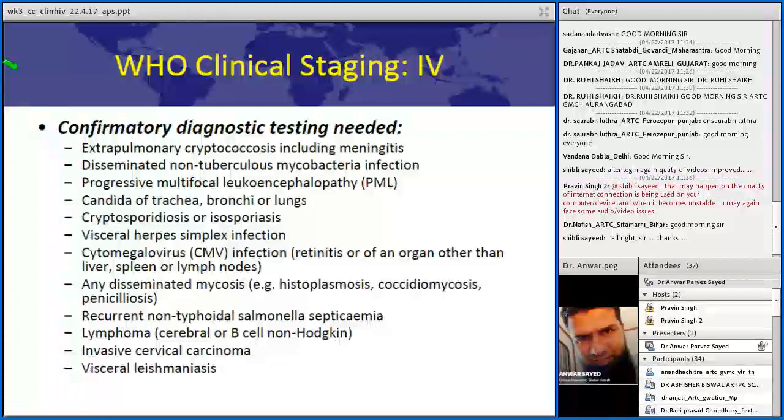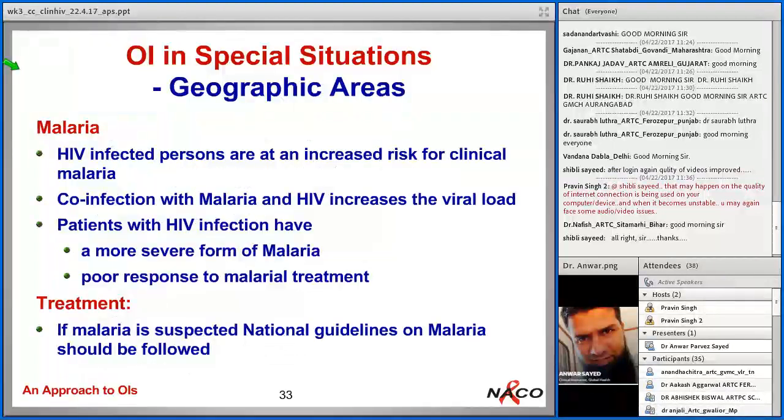Then visceral herpes simplex infection, cytomegalovirus infection, any disseminated mycosis, recurrent non-typhoidal salmonella, lymphoma, invasive cervical cancer, visceral leishmaniasis. All these things will require a lab diagnosis to confirm. Though they are included in the list of clinical staging of OIs, you require a lab confirmation for reporting these conditions.